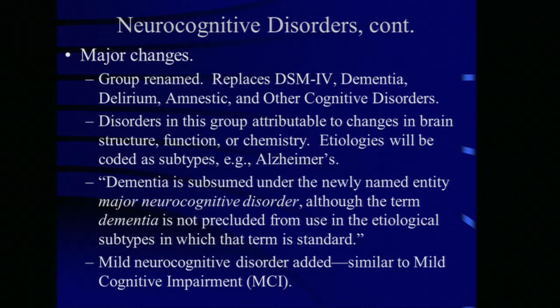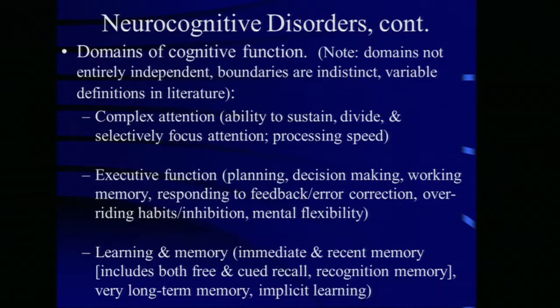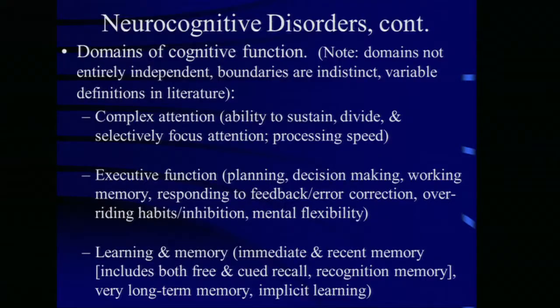We've now added mild neurocognitive disorder, and the criteria are very similar to mild cognitive impairment, okay? So the domains of cognitive functioning, again, are not entirely independent, with indistinct boundaries and variable definitions, but here's how DSM defines them. First, complex attention: the ability to sustain, divide, and select attention, the multitasking that my students are better at than me, but not as good at as they think they are, right? Then executive functioning: planning, decision making, responding to correction and error.